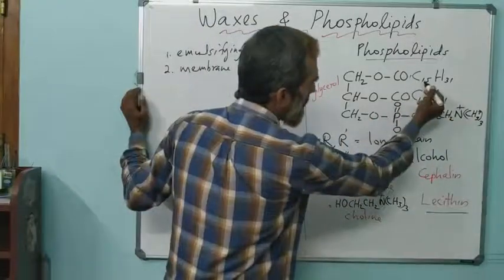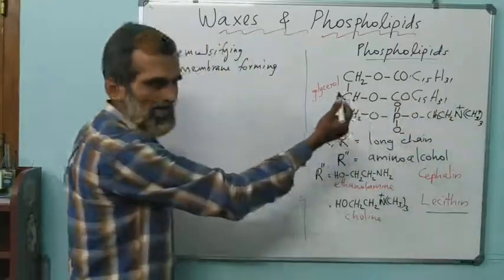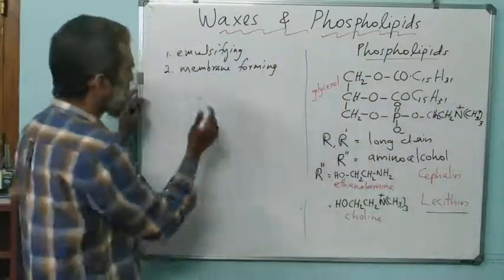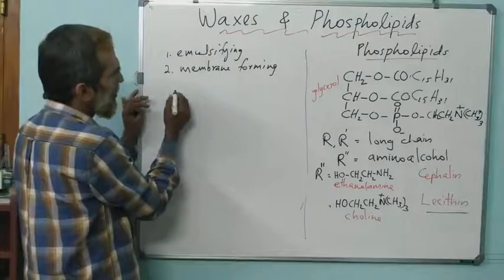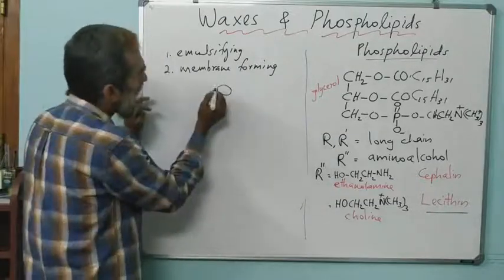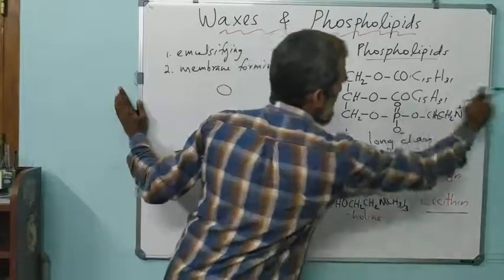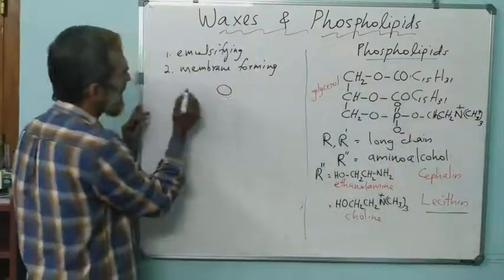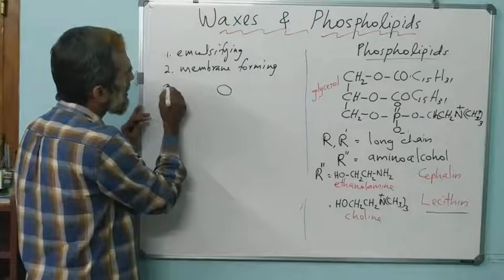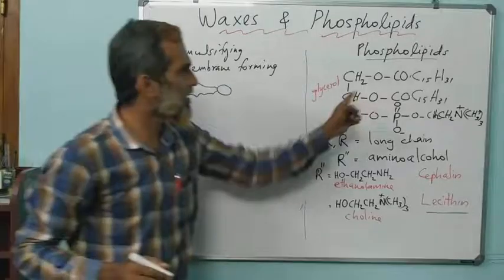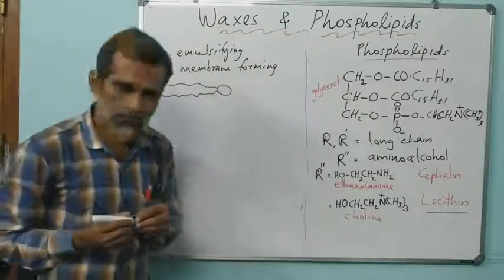Whereas this C15 is a part of the fatty acid, it is long chain, very long, 15 carbons. So I can show the phosphate group like this. This is the polar head, and it has two tails. See, this is just turned, and this makes up the polar head, and it has these two tails. So this is one phospholipid molecule.